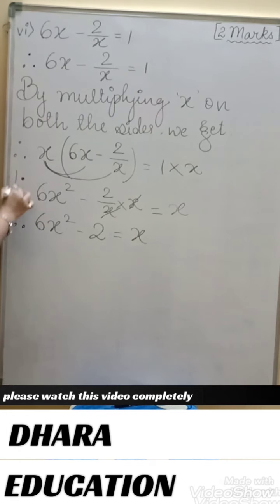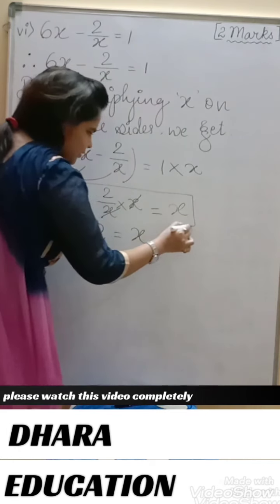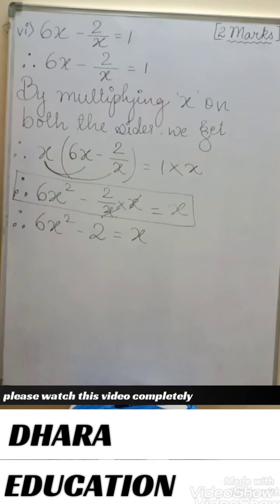Okay. So here you can show this step or you may not show this step. It totally depends on you. But for rough work, it is advisable to do this so that you will never be wrong in your sum. Okay. What is the next thing?